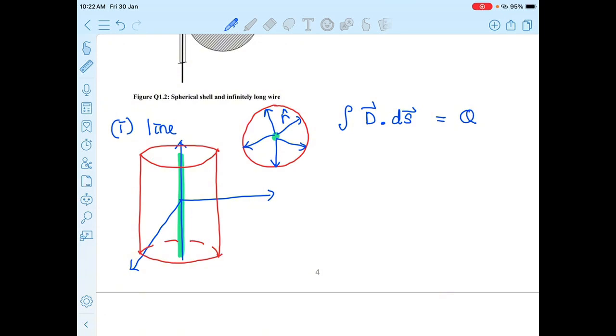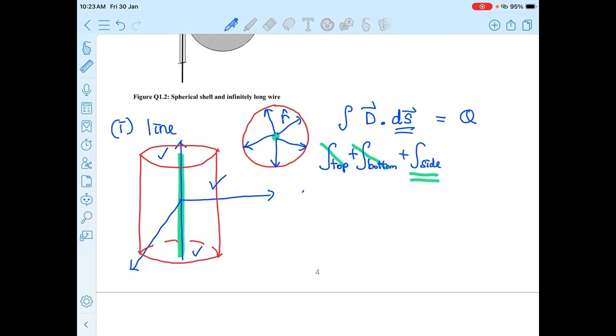Look at this cylinder. Basically, it has three surfaces: one for the top, one for the bottom, and one side. Top is over here, bottom is over here, side is over here. Since the line is infinitely long, we don't consider the top and bottom flux coming out. We only focus on the flux coming out from the side.